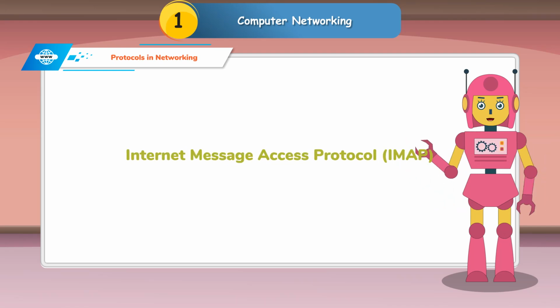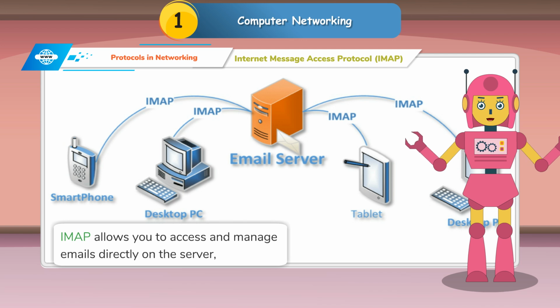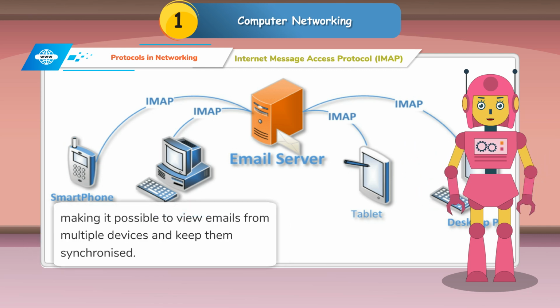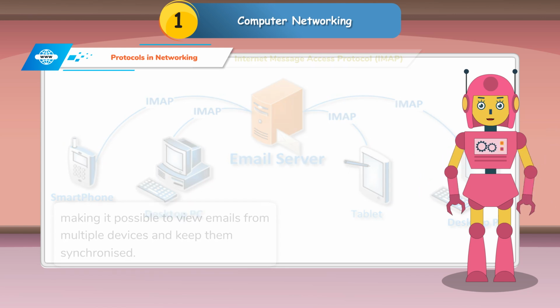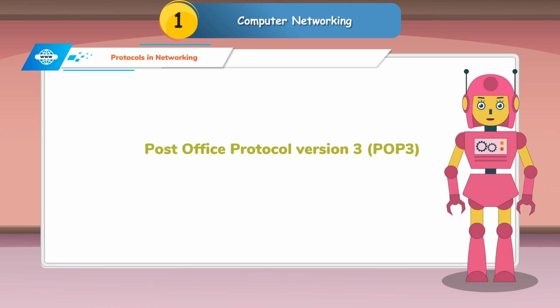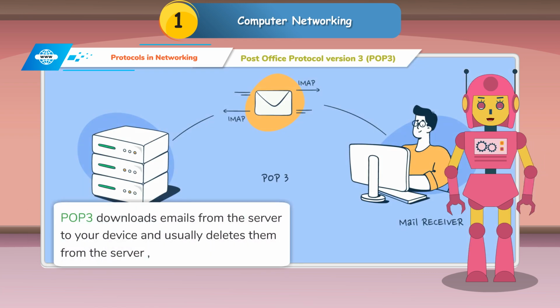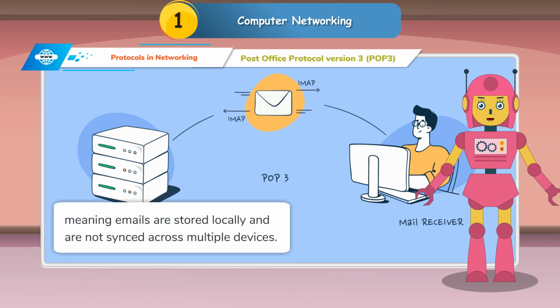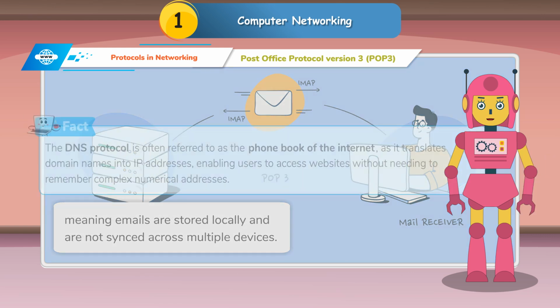Internet Message Access Protocol. IMAP allows you to access and manage emails directly on the server, making it possible to view emails from multiple devices and keep them synchronized. Post Office Protocol version 3, POP3. POP3 downloads emails from the server to your device and usually deletes them from the server, meaning emails are stored locally and are not synced across multiple devices.